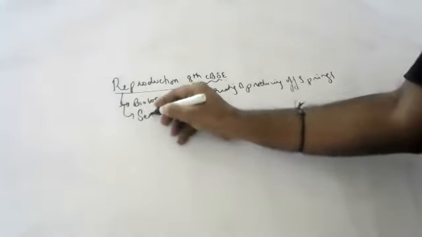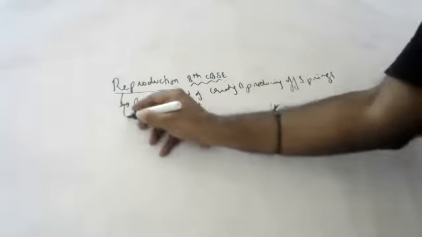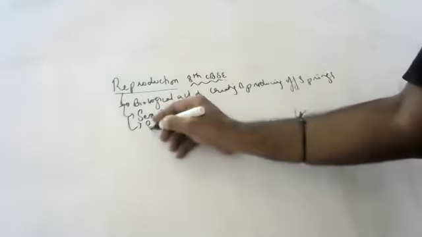Okay, children, next question. What are the two types of reproduction we have? We have two types of reproduction: sexual and asexual reproduction. Okay, what is the difference between sexual and asexual reproduction? We will see, children.